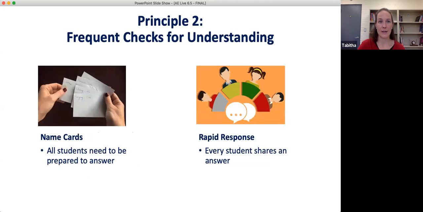Another set of strategies for checking for understanding are used to help the teacher hear oral responses from many different students, rather than just the one or two who often volunteer. So these strategies let you gather information about student progress that you might not see if you always call on those same students. So the first one is name cards. And this would be where you have a card with each student's name on it and you pull one at random. That means that every student needs to be prepared. And that means that you're hearing from students you might not hear from otherwise. Another option is rapid response.